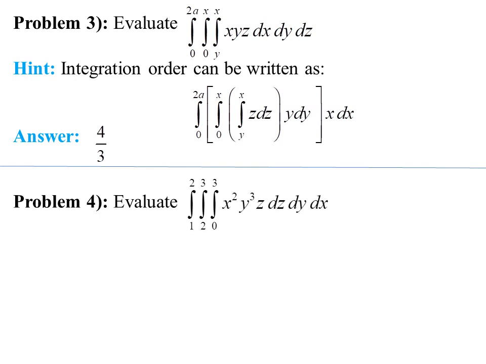Evaluate integration 1 to 2, integration 2 to 3, integration 0 to 3, x square y cube z into dz dy dx. So for this particular integration where integrand is in separable form and limits are given as constant, how to decide the order of integration? This is very important thing. So try to understand this with this particular hint I am going to give you.